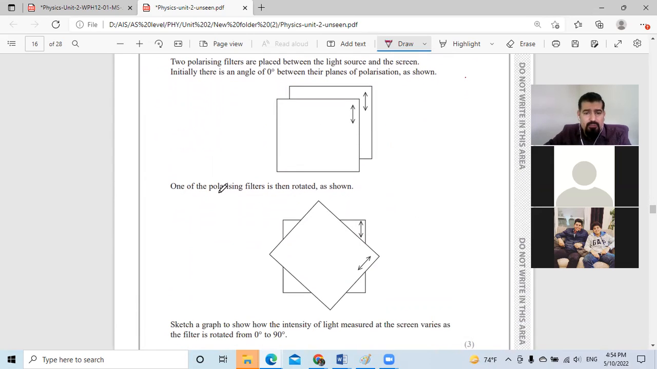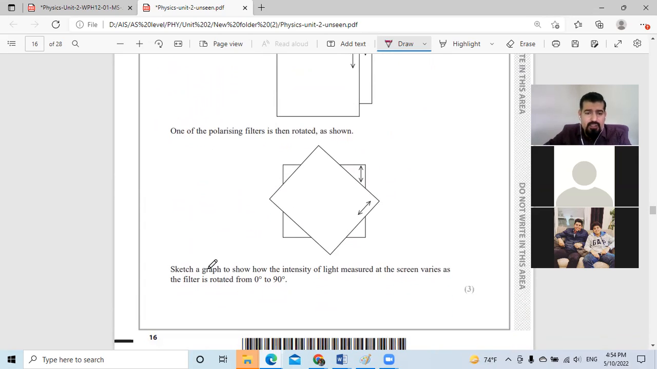One of the polarized filters is rotated now. Now we rotate it as shown. Sketch the graph to show how the intensity of light measured at the screen varies as the filter is rotated from 0 to what? 90 degrees.